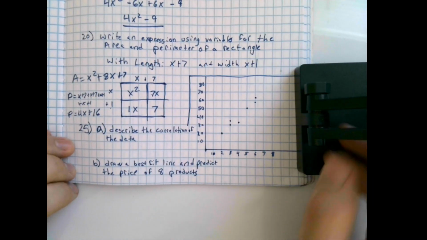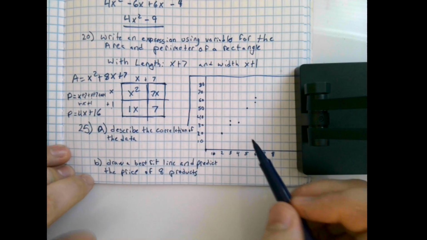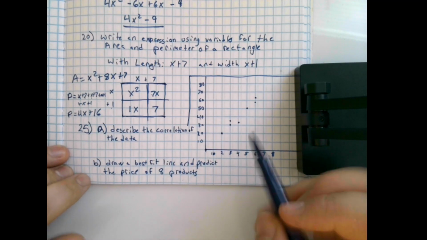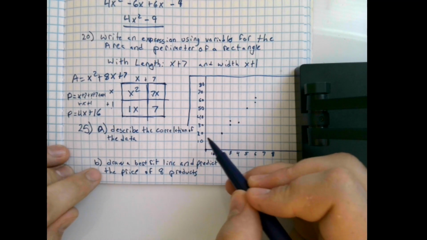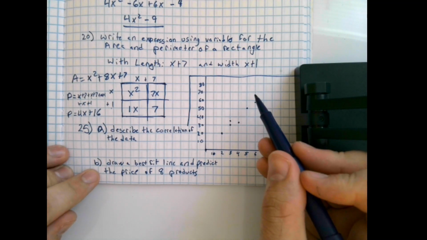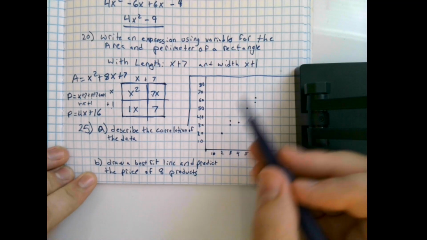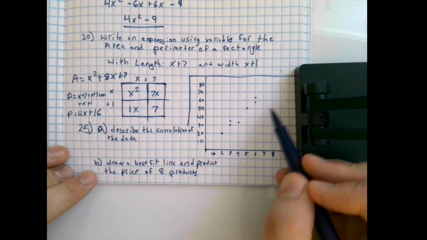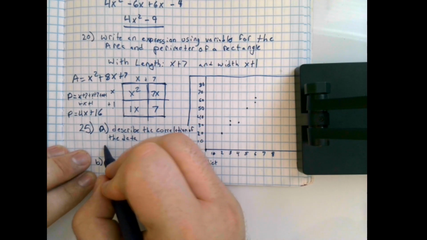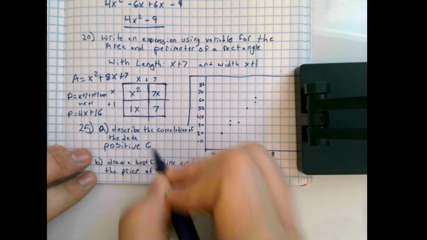25a says describe the correlation of the data. Now we're given a graph here of items purchased and the cost of the purchase. Now, as you can see, the more items there are, the more it costs. All of these seem to be in a general line shape, and it's moving up as we go to the right. If it moves up as we go to the right, it is a positive correlation.